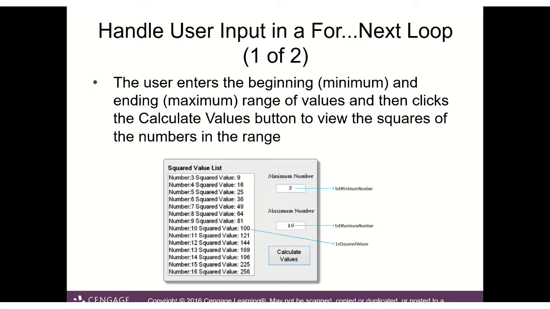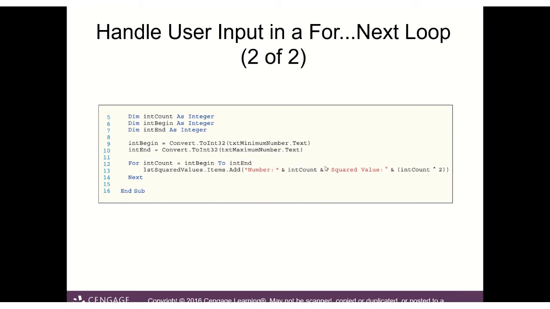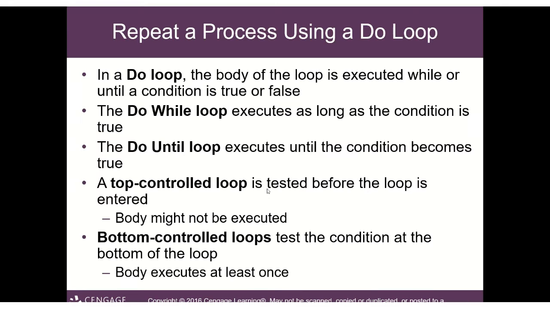You can handle the user input in a For...Next loop as well. That's how we are starting. The user enters the beginning, minimum, and the ending range of values, and then clicks the Calculate Values button to view the squares of the numbers in the range in this case. So that's basically running a loop, and you are doing some calculation within each iteration. There is another example, where you can do Items.Add. That way you can do it as well.